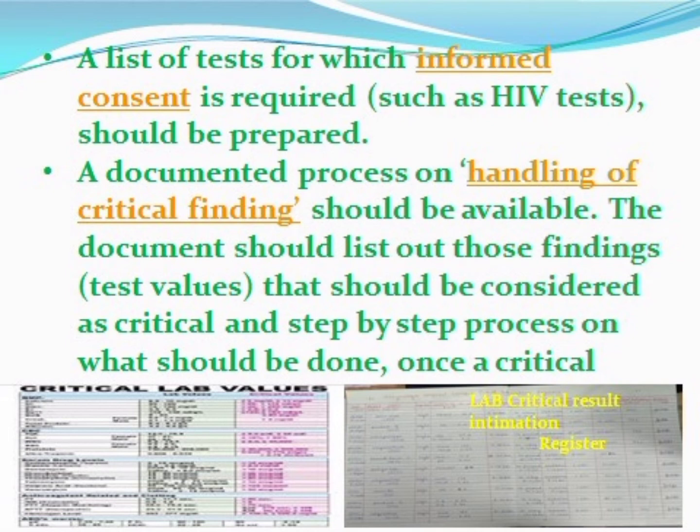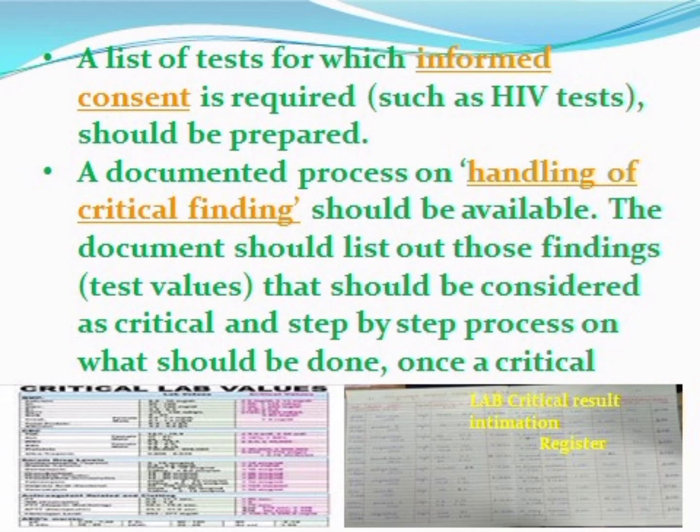Point number 8. A list of tests for which informed consent is required, for example the HIV test, should be prepared. So we should have an informed consent for certain tests, for example HIV. A documented process on handling of critical findings should be available. The document should list out those findings that should be considered as critical and the step by step process on what should be done once a critical finding occurs.